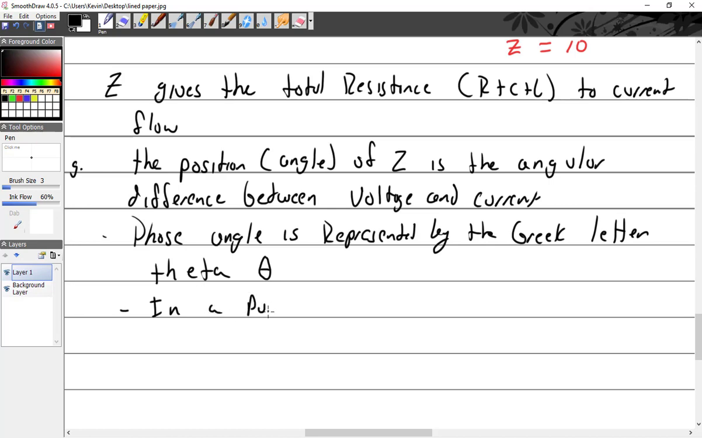In a purely resistive circuit, the angle of theta is how many degrees? 0 degrees. That's a good thing. In a purely capacitive circuit, the angle of theta is going to be negative.